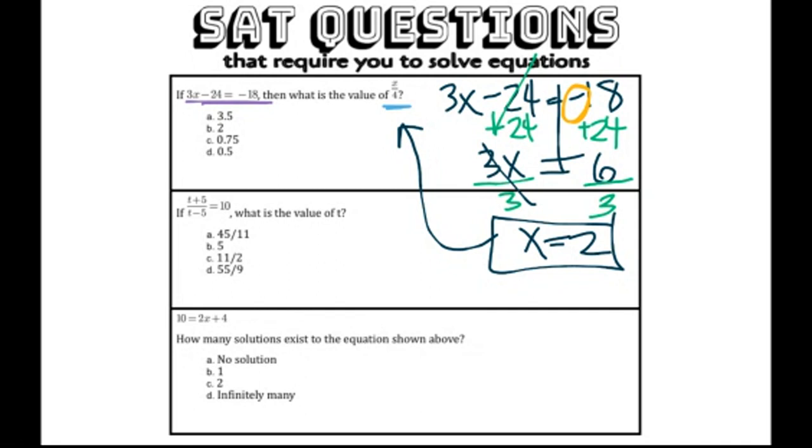So if x is 2, then I can plug that into my second equation, where the x goes. So instead of x, I'm going to put a 2. The rest of the equation just says over 4. And 2 over 4 I know is 0.5. So if I look at my answers, that is one of my answers. It's option D.